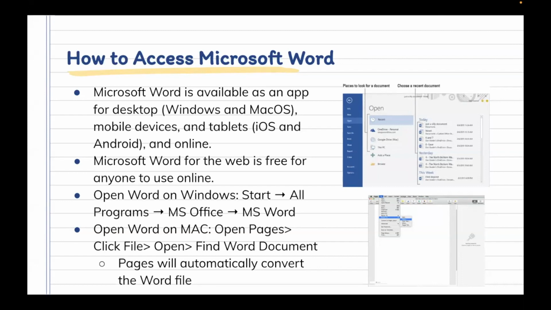You can open Word on Windows by going to Start, then All Programs, MS Office, and MS Word. And to open Word on Mac, you go to Open Pages, click File, Open, find the Word document, and then Pages will automatically convert the Word file.